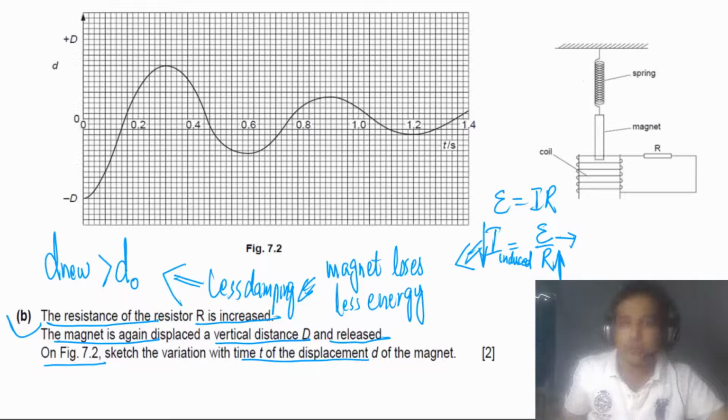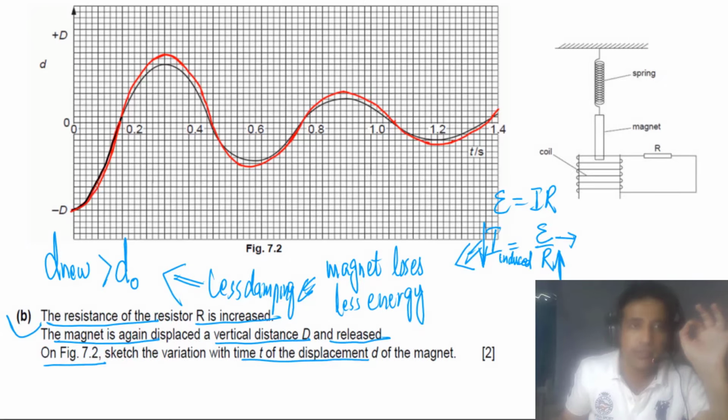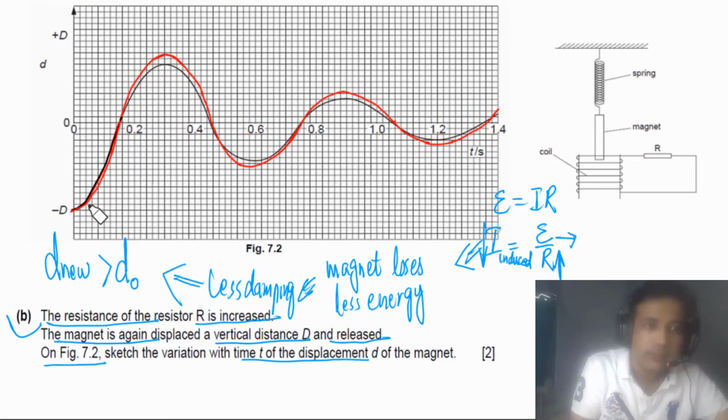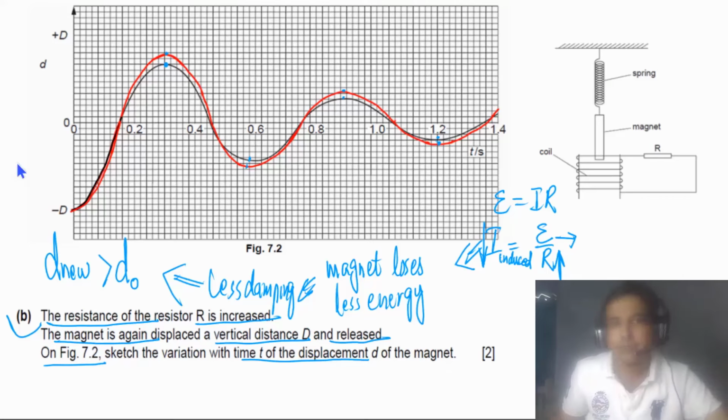So now we need to sketch the curve, but the time period is the same. Time period does not change in this case. So this is how you need to sketch. You can see at any given time, for the red one, the displacement is greater than the displacement of the previous curve. Time period is the same, but only the displacement at any given time is greater than before.